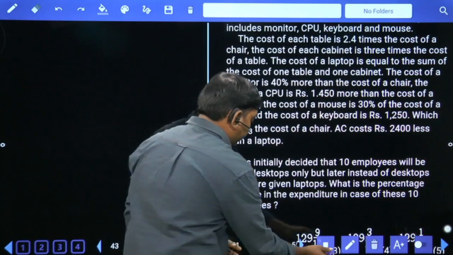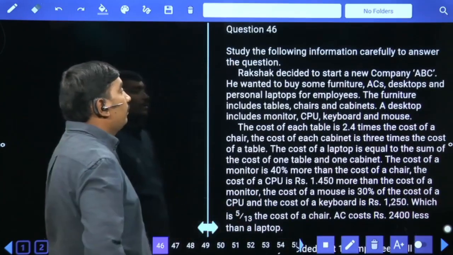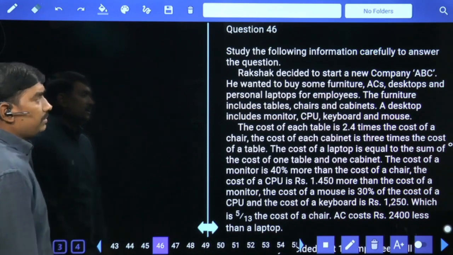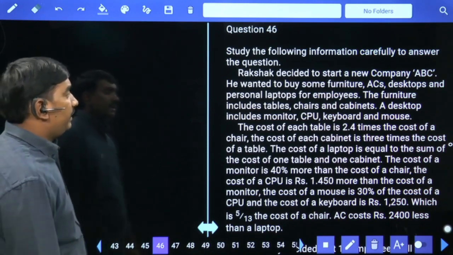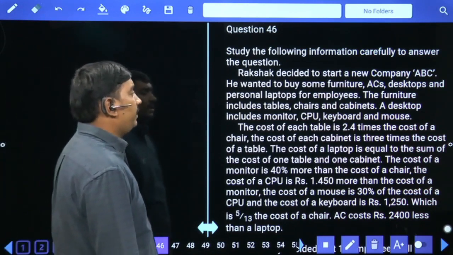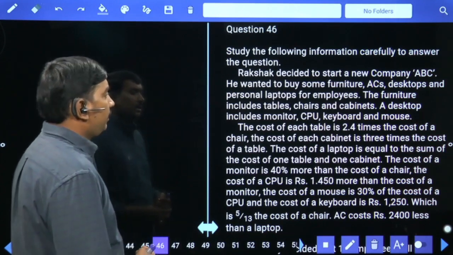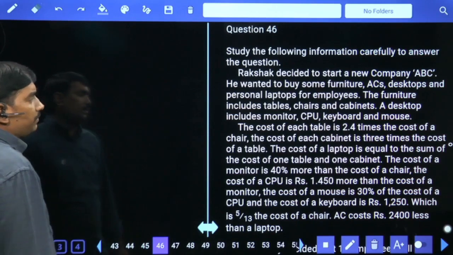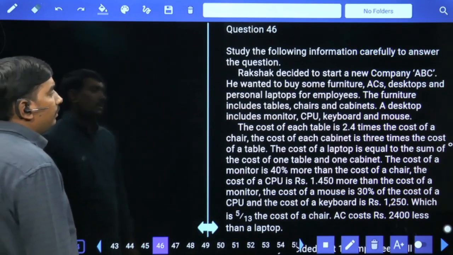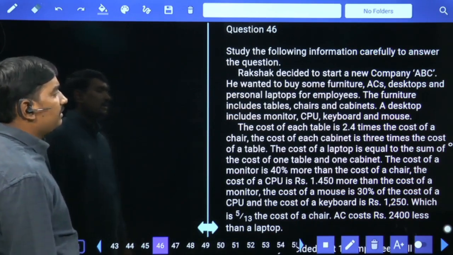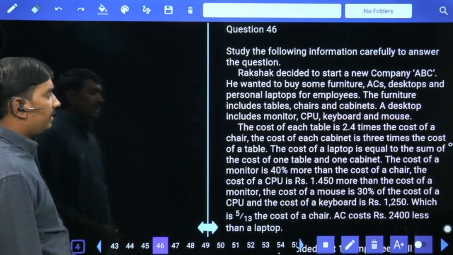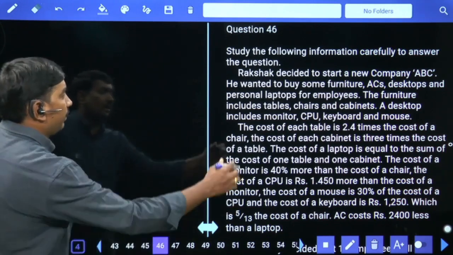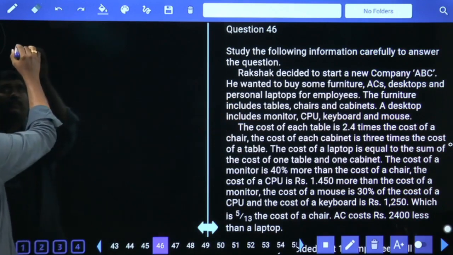Next. Caselet. Study the following information carefully to answer the questions. Rakshak decided to start a new company ABC. He wanted to buy some furniture, AC, desktops and personal laptops for employees. Furniture includes tables, chairs, cabinets. Desktop includes monitor, CPU, keyboard and mouse.